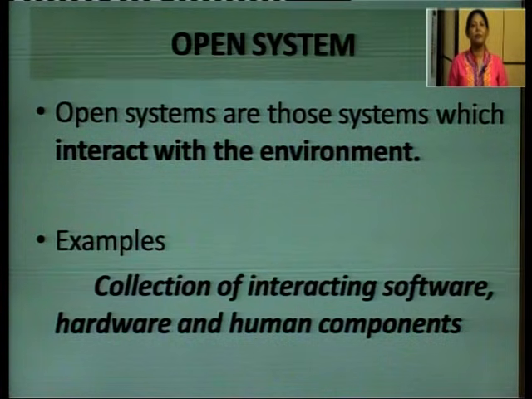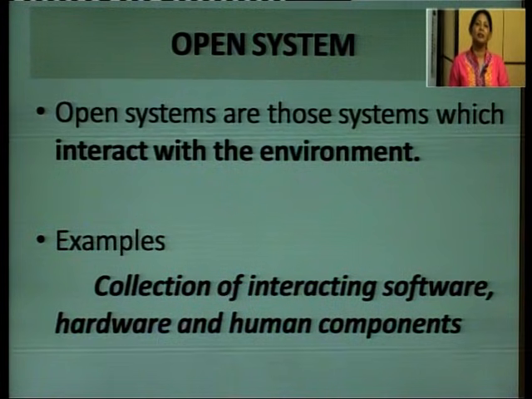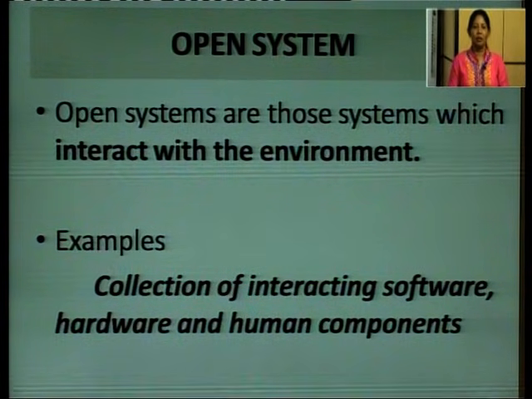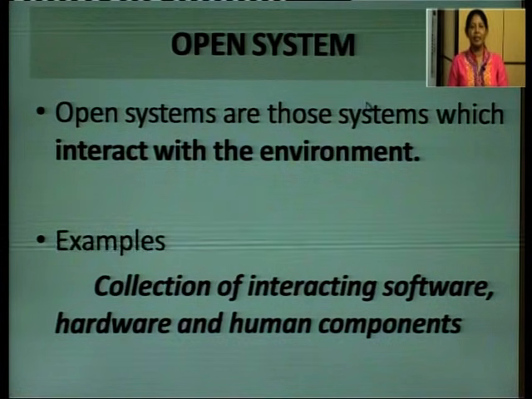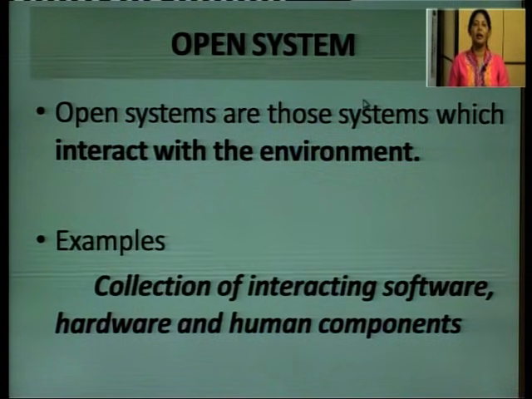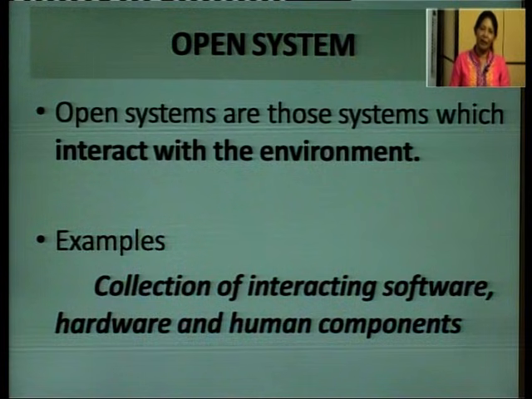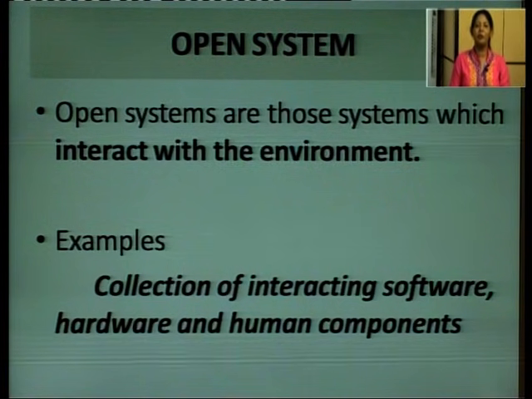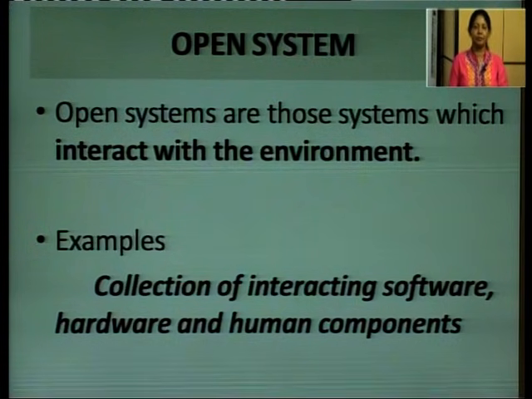So, there are some examples. First is the open system. Open systems are those systems which interact with the environment. The example is the collection of interacting software, hardware and human components.